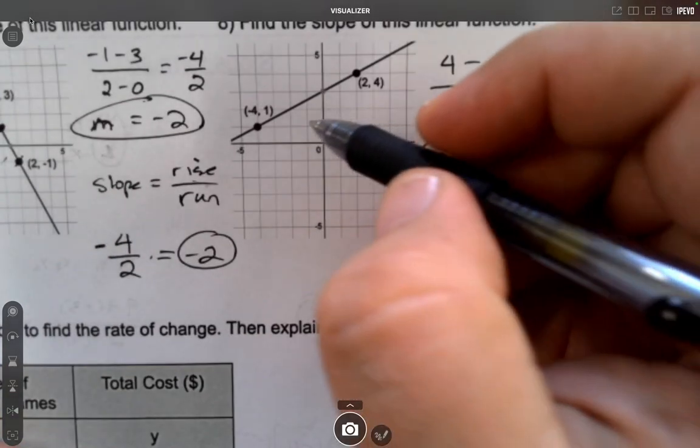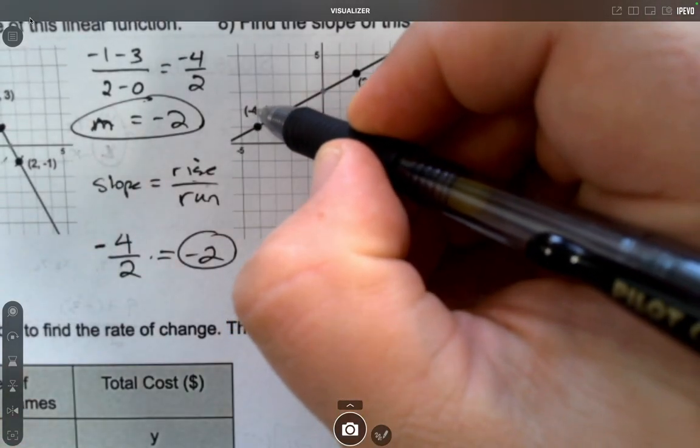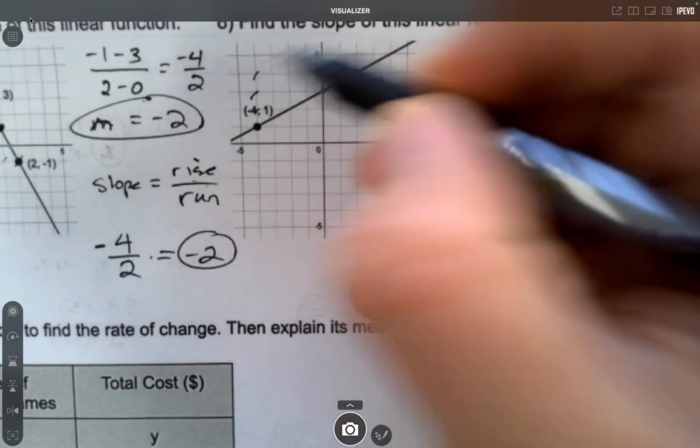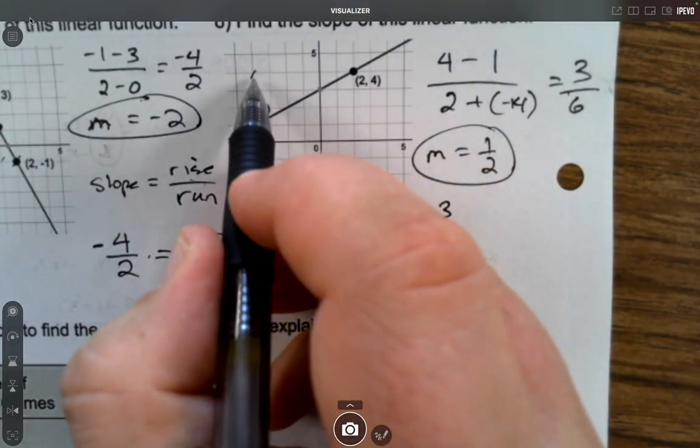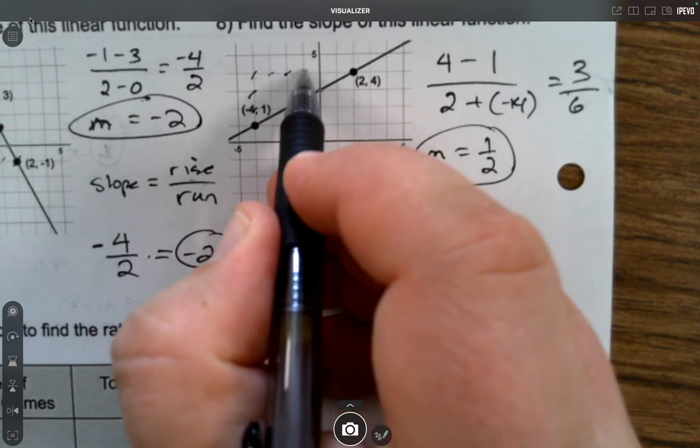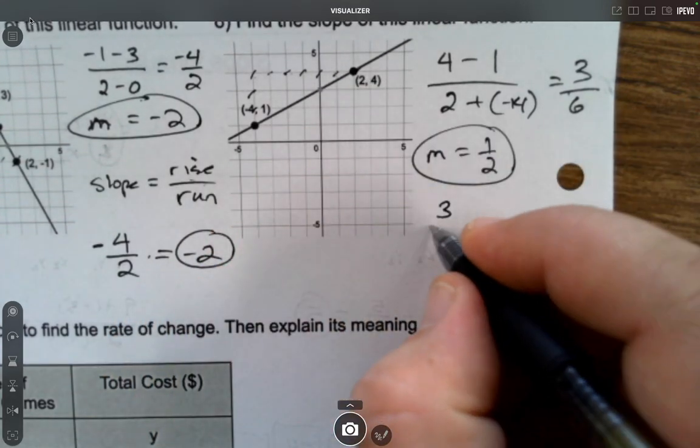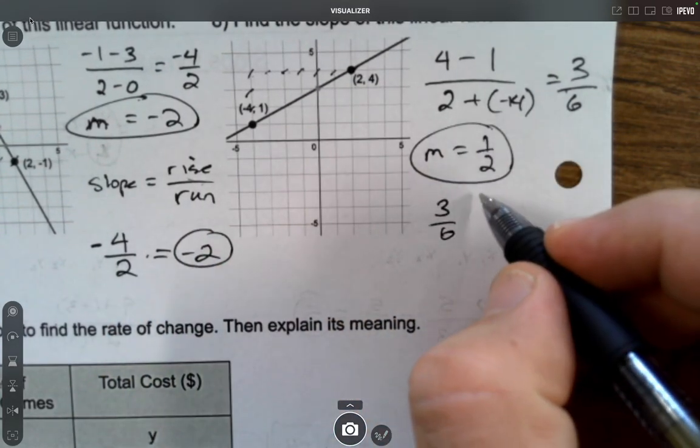Okay, we can do the same thing over here. Start at the point on the left. We need to go up 1, 2, 3. Go over 1, 2, 3, 4, 5, 6. See how those match? So we get 1/2.